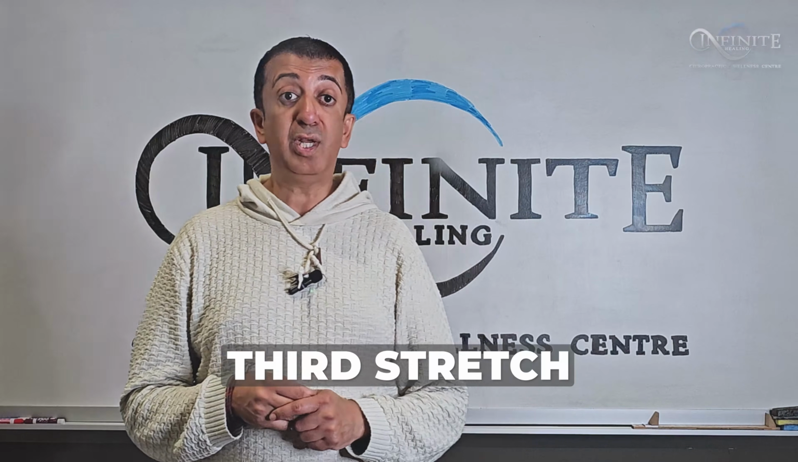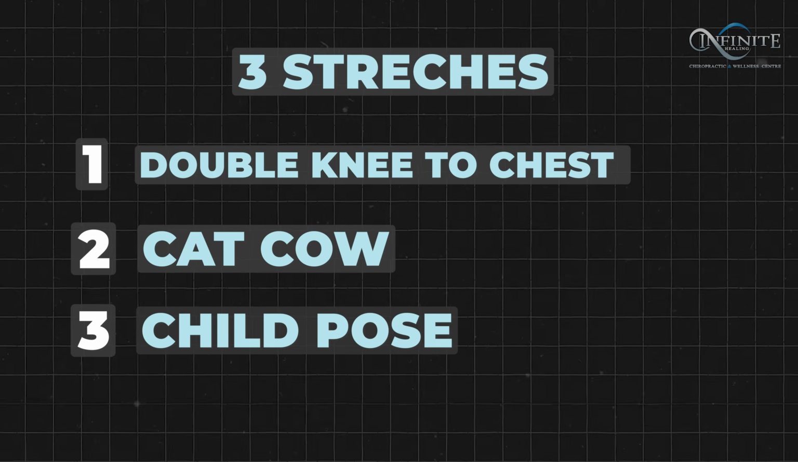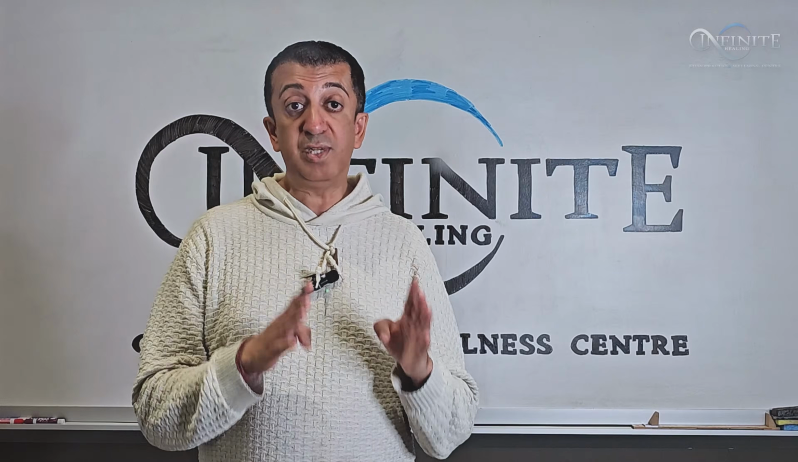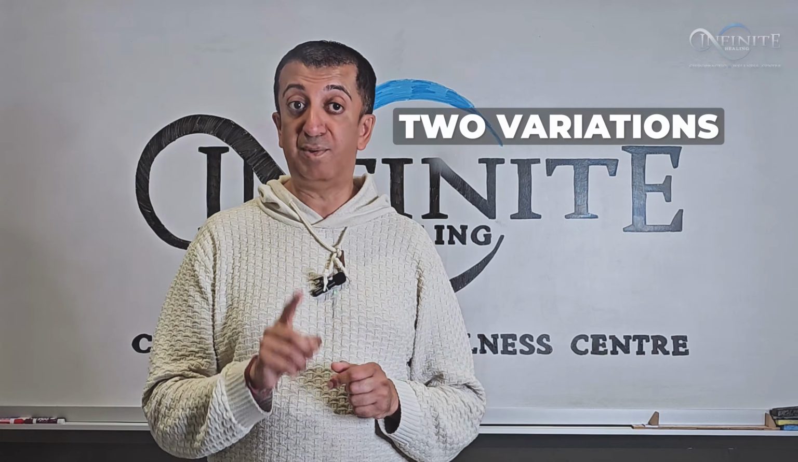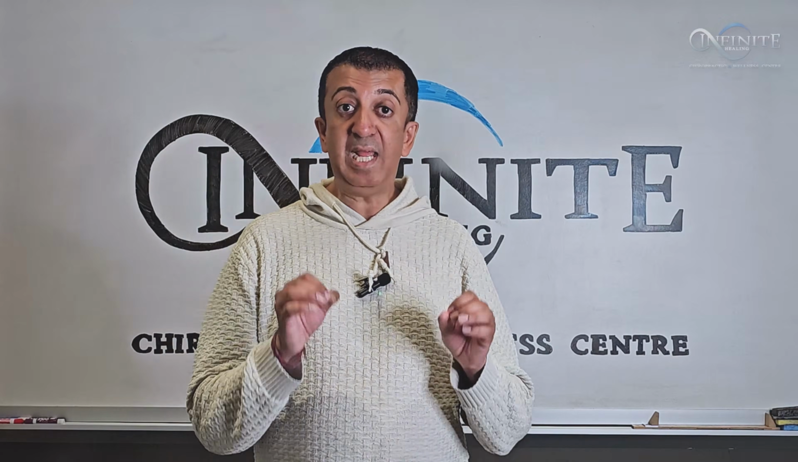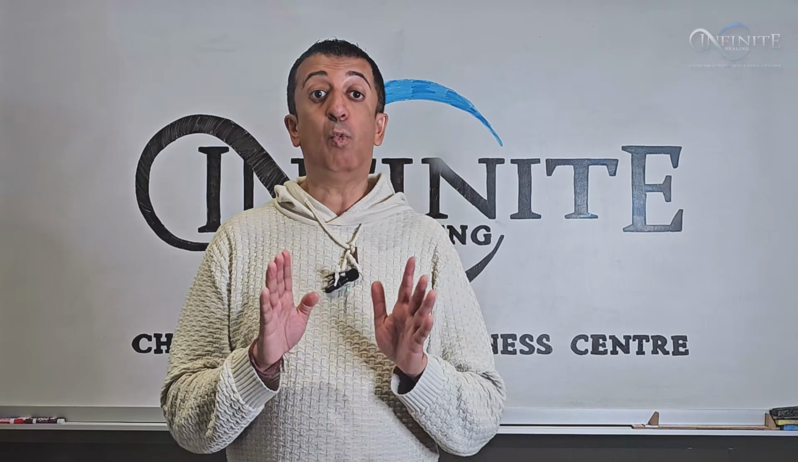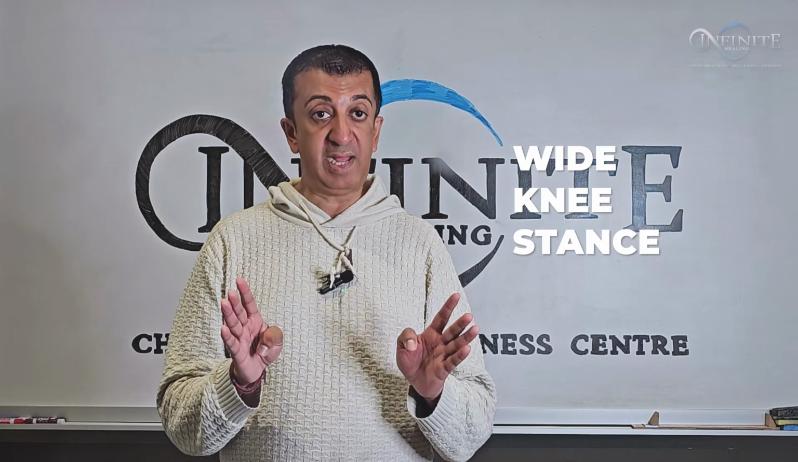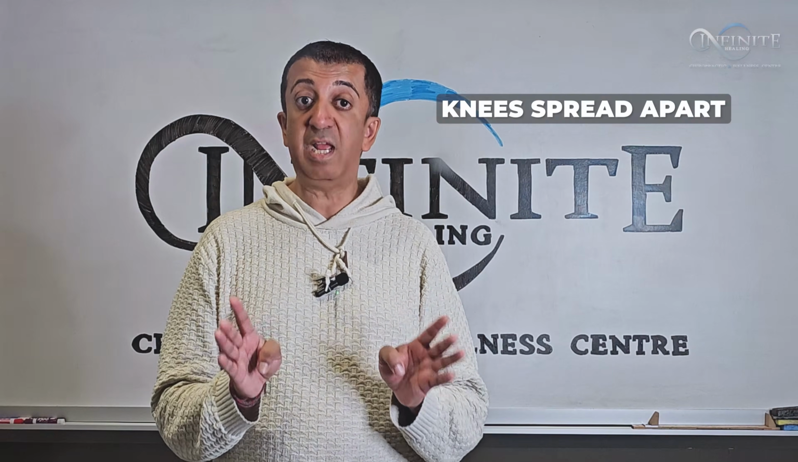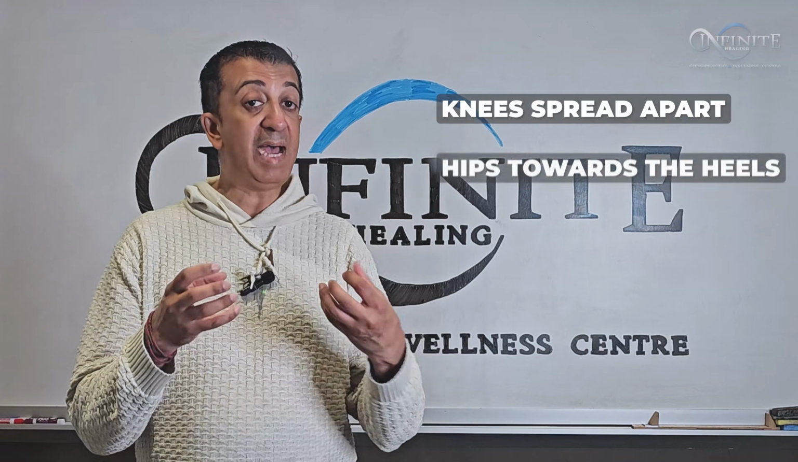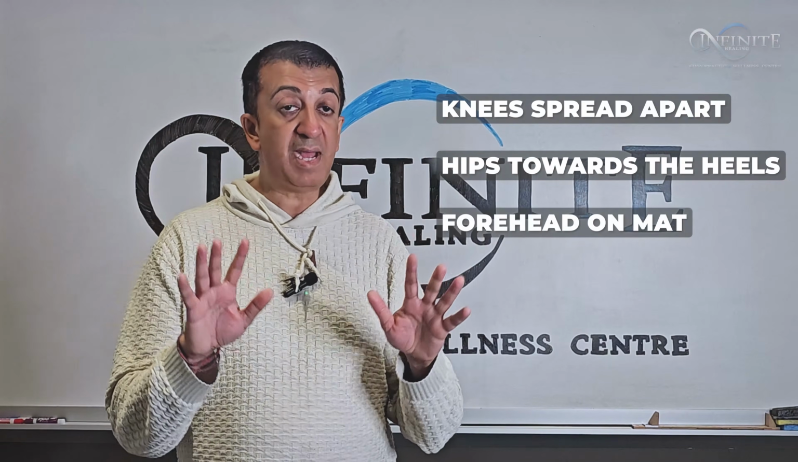Now let's get to the third stretch. The third stretch is the child's pose position, one of my favorite stretches. And that transitions between two variations though, without ever leaving the floor position. You're going to begin the child's pose with a wide knee stance. So the knees are going to be spread a little significantly wider than the hip width. And the hips are going to be back to the heels, the forehead on the mat, the arms forward.